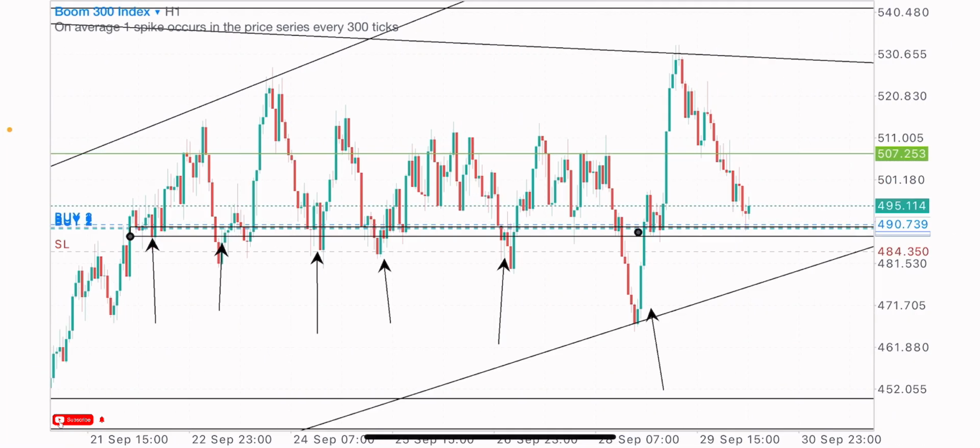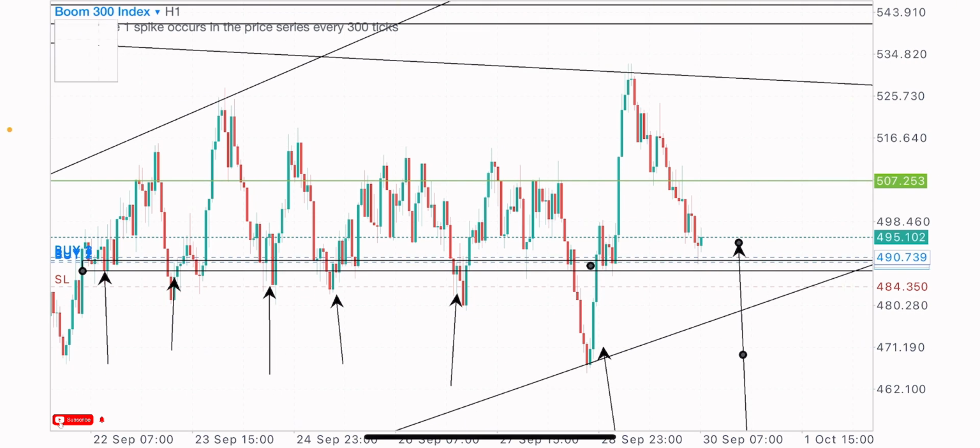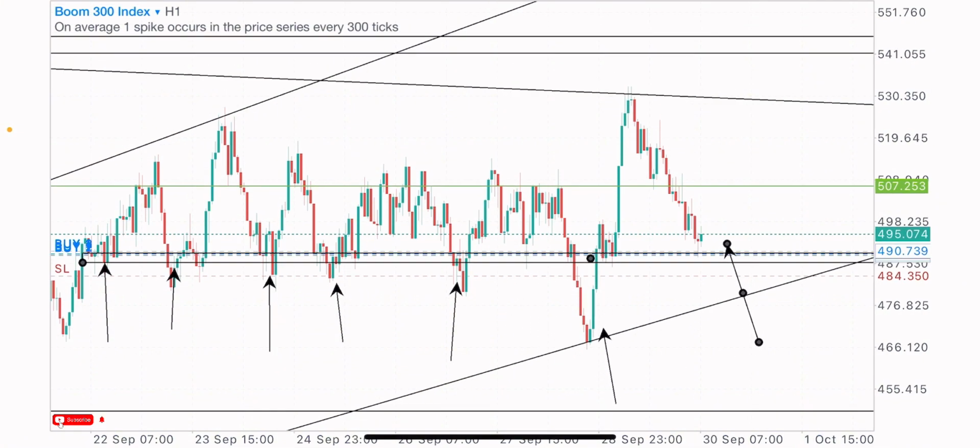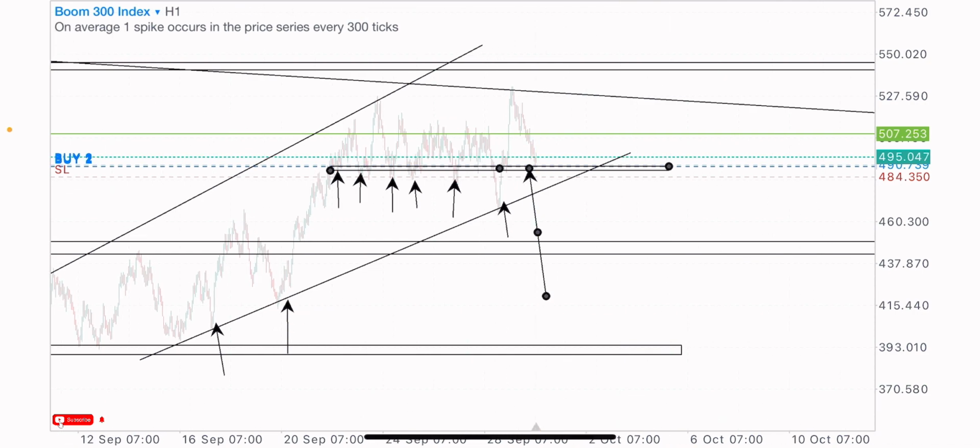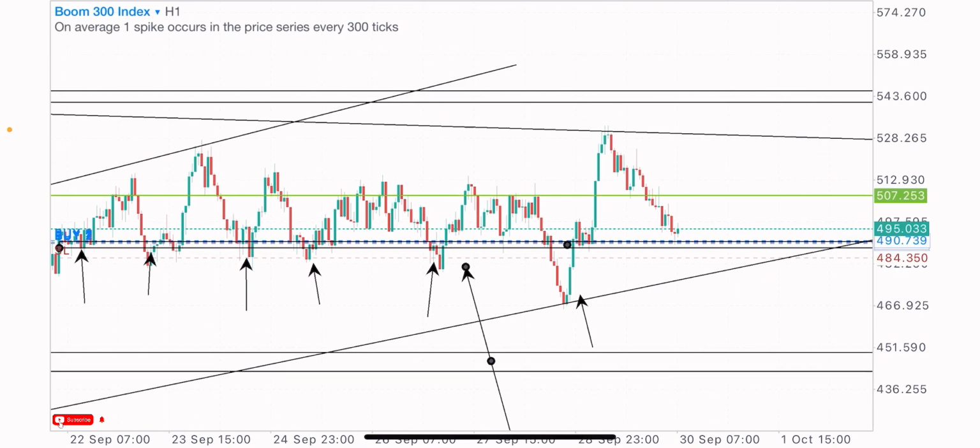So on the sixth test of this level, there was a break of structure, right? The market broke below this key level, and the reason why the market broke below this level is for price to come test this trend support level. That's the reason why price broke below this key level. It moved further to come test this support trend, which we got at this zone. So we got the test of the support trend at this point.